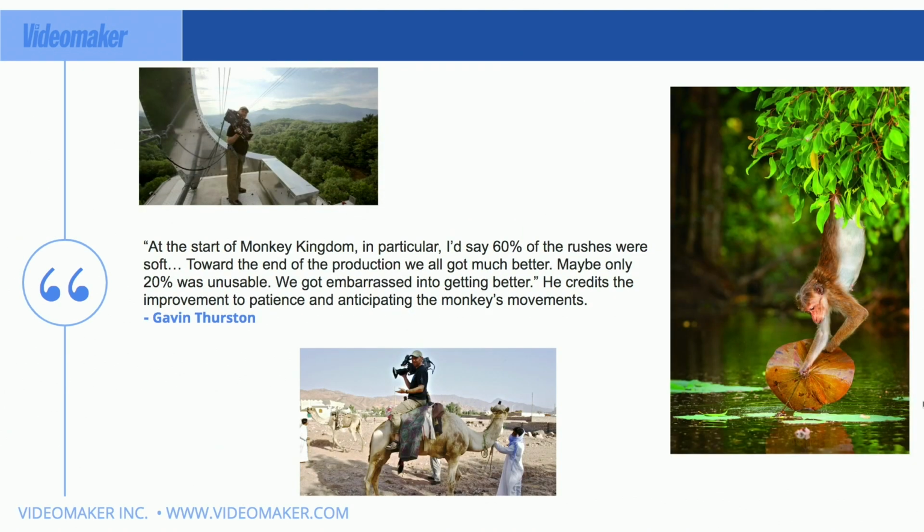So the next thing he says, at the start of Monkey Kingdom in particular, so this is about a pro getting better at keeping that focus point on point: I'd say 60% of the rushes were soft, meaning 60% of the shots that they were trying to get into focus, they didn't get in focus. But towards the end of the production, they got much better. Maybe only 20% was soft. We got embarrassed into getting better. So even pros need to practice. He credits improvement to patience and anticipating the monkeys' movements.